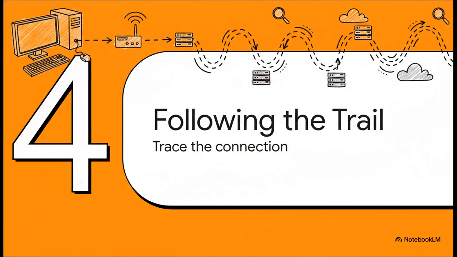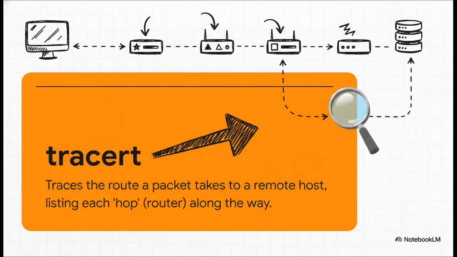The next step for our detective work is to trace the exact path our data is taking to get to its final destination. And this is where a command called tracert comes in. It's short for traceroute, and it does exactly what it sounds like. It maps out every single stop your data makes on its journey. Each stop is a different router, and this command shows us the entire chain.